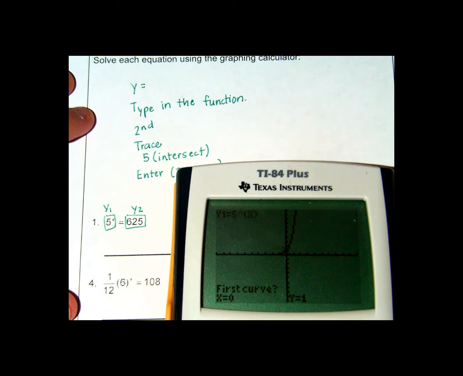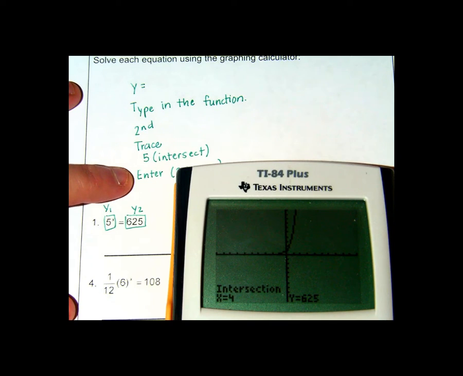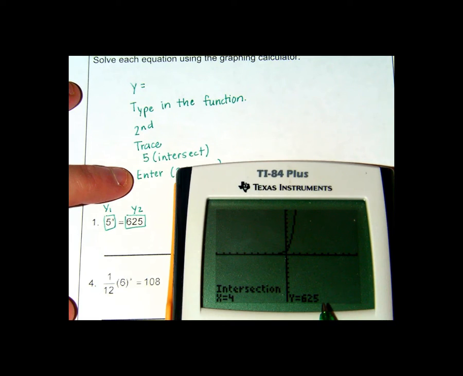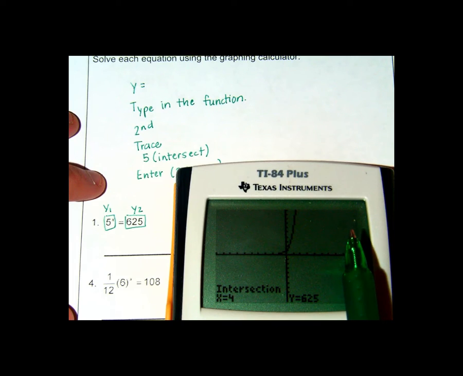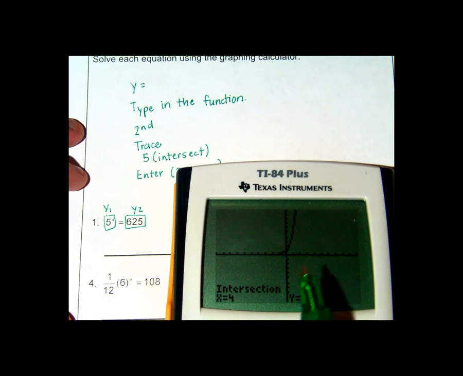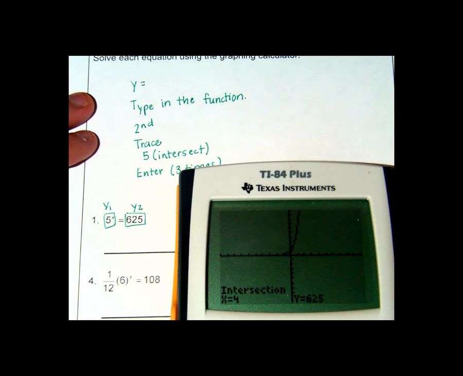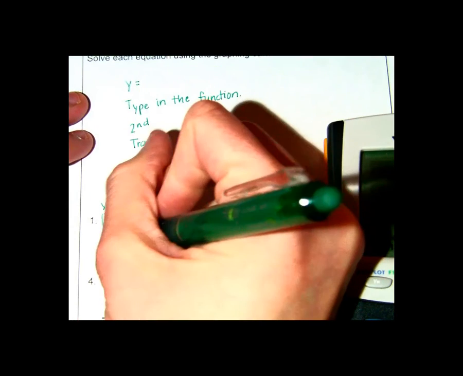You must wait for it to graph and this to come up at the bottom, or you are not going to be able to press enter. You will freeze. The calculator will freeze. So once I've got this, I'm going to press enter 1, 2, 3 times, and I have my intersection. It intersects when x equals 4 and y equals 625. Notice these numbers match. They're always going to match. That 625, I say always. They will not always match. It depends on how complicated your equation is. They match right now. For all of them that are just equals a number, they should match. Okay. So x equals 4 is my solution to x.